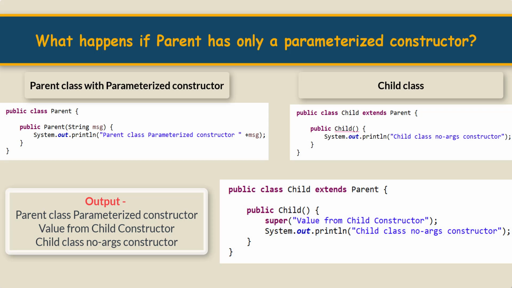Very important interview question. If the parent class does not contain any constructor, the compiler can add a no argument constructor in both parent and child. But when you add a parameterized constructor in the parent, you need to add the super keyword. You need to call this constructor using super by sending the same type of parameter value from the child class constructor.